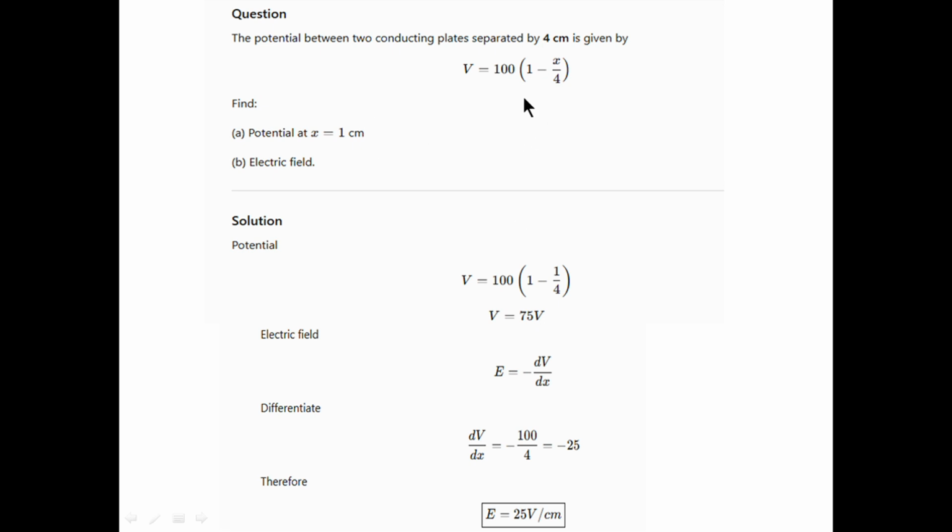Now in order to calculate the electric field, we have to take the derivative of this potential with respect to x. So E = −dV/dx, and after differentiating the potential with respect to x, we get −100/4, which is equal to −25. When we use dV/dx = −25 in this equation, we get E = 25 volt per centimeter, because the negative sign cancels out.